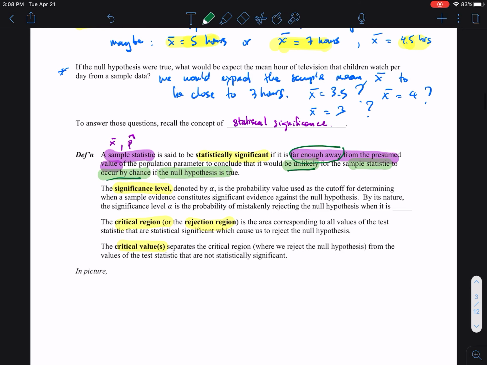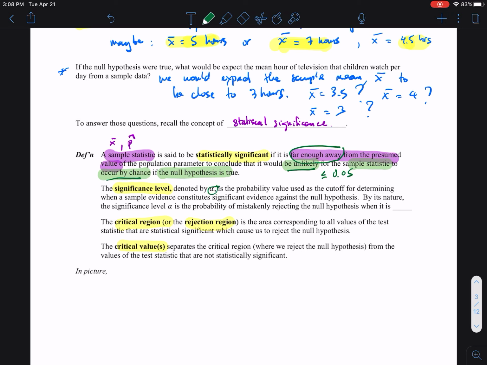By standard, before this chapter, the cutoff point was 5%, if you recall. Now in this chapter, it doesn't have to be 5%. We can control that value. Where will the cutoff point be? What does it mean to be far enough away from the presumed value? We have the ability to control that cutoff value, and that cutoff value, as we already know, is alpha.